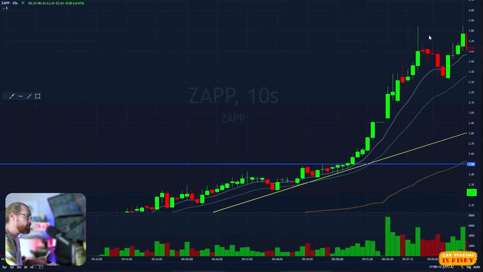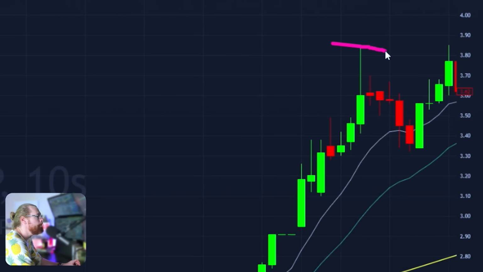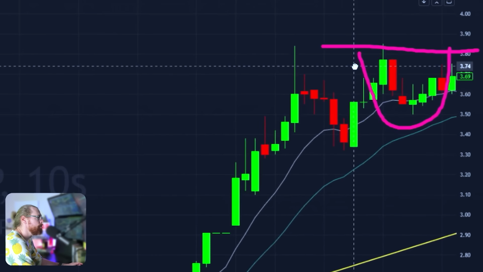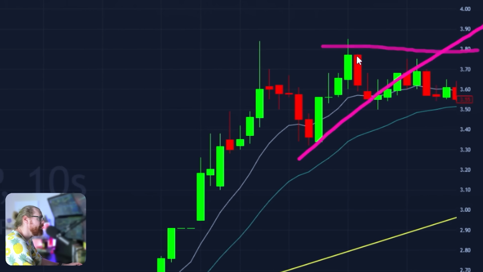So in any case, as I saw that topping tail candle, I thought, all right, that's not great to see. This is probably going to be the high of the day, but it may come back up and retest it and form a double top. That's a double top right there. This was potentially going to form a cup and handle pattern for a move higher, but it didn't.